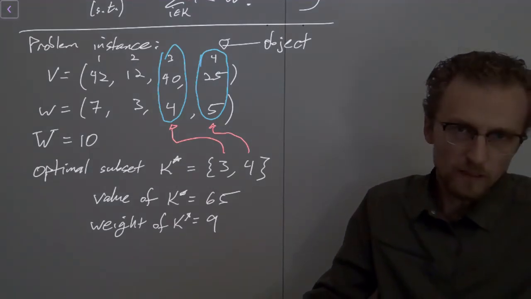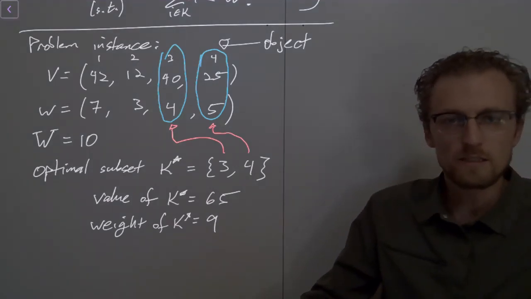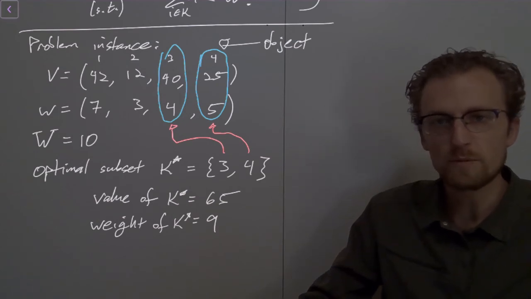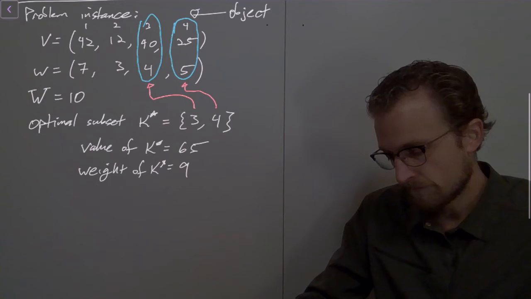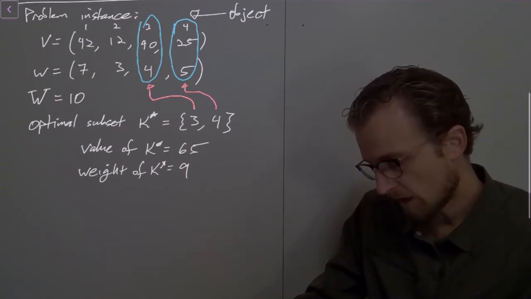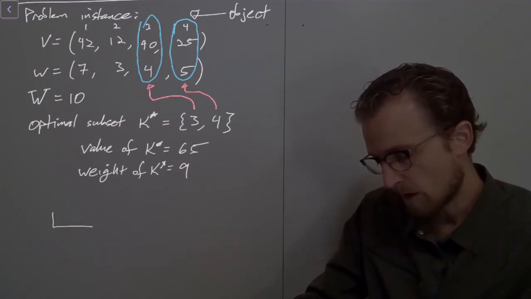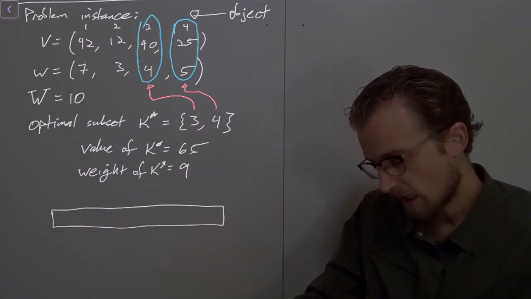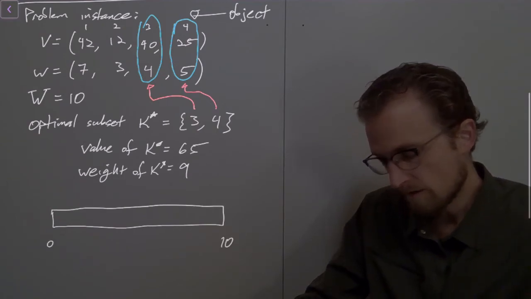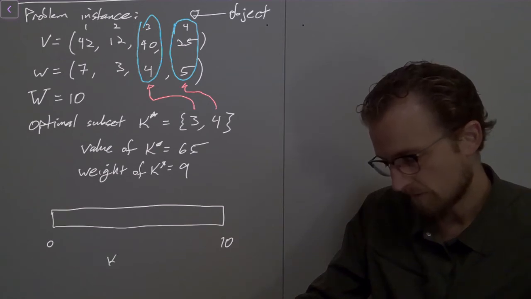Okay, so we can kind of visualize this subset. Let's visualize this optimal subset actually sitting inside a knapsack. So what we can do is we can kind of draw the knapsack as a bar. Right, so there's our knapsack. So this has a total capacity of 10. So here's the knapsack.